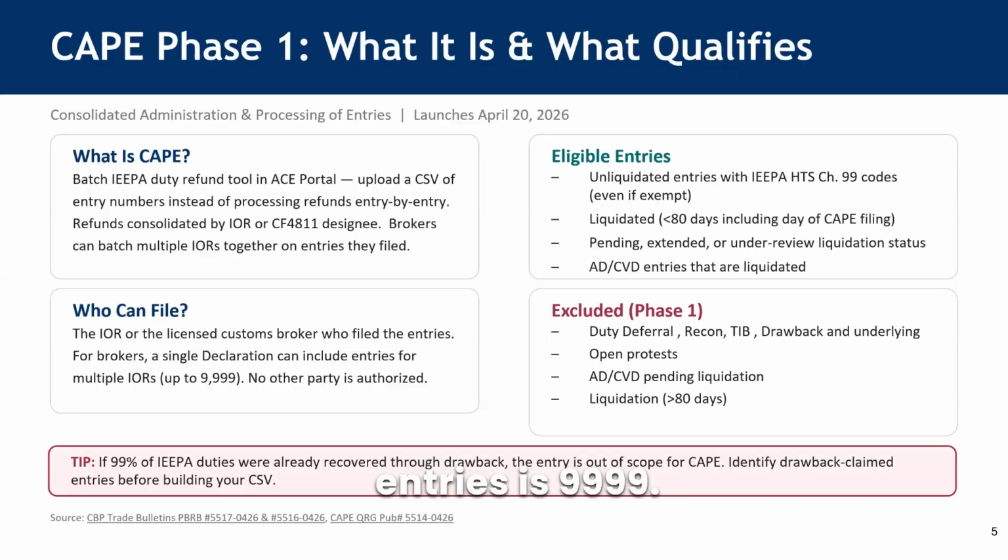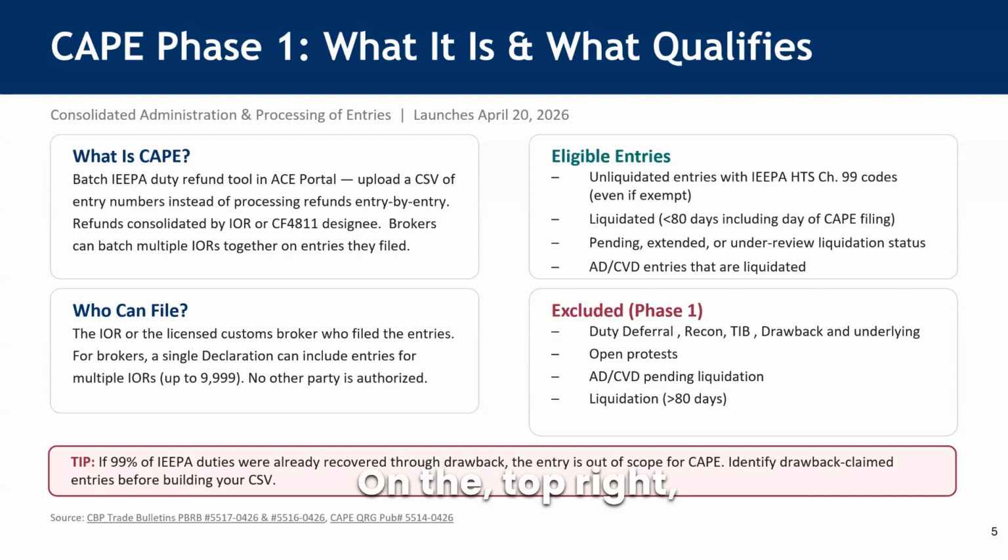Maximum number of entries is 9,999. No other party is authorized, but there are plenty of parties out there helping importers through this process, like us at Deleon Trade, like others. There's lawyers, there's consultants, all types of people that are helping, like Byte, for example, who's going to help you calculate what your refunds are going to be. But the actual filing has to be done by either the importer or by a licensed customs broker.